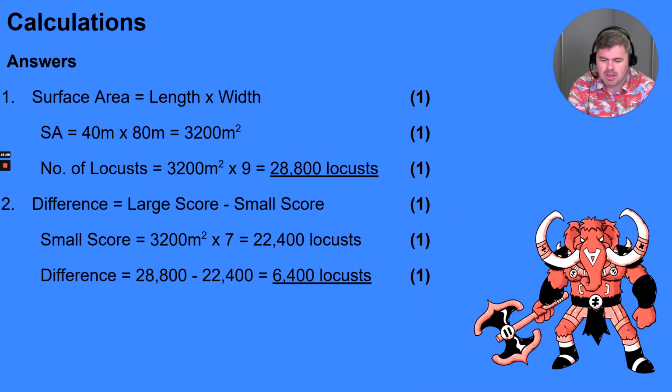We use the same formula here, 3,200 meters by 7 gives us 22,400 locusts. Now to find the difference between them, we need to subtract 22,400 from 28,800, which gives us 6,400 locusts difference. Alright? So it has gone down by approximately 6,400 locusts. And as you can see, there's 1 mark for each level of writing that's shown. Now, if at any point you're confused about this, for this style of thing, talk to your maths teacher. If you have any other questions, come see us in science.